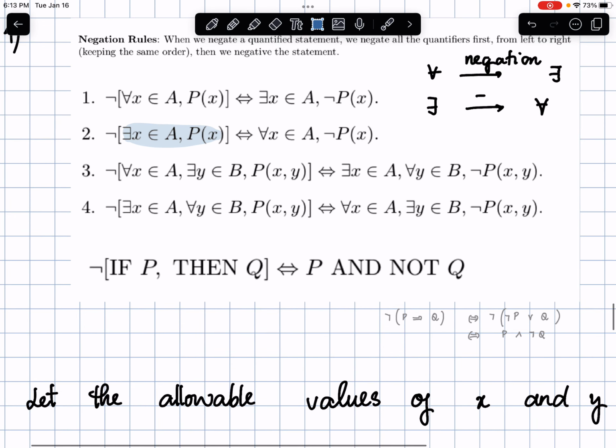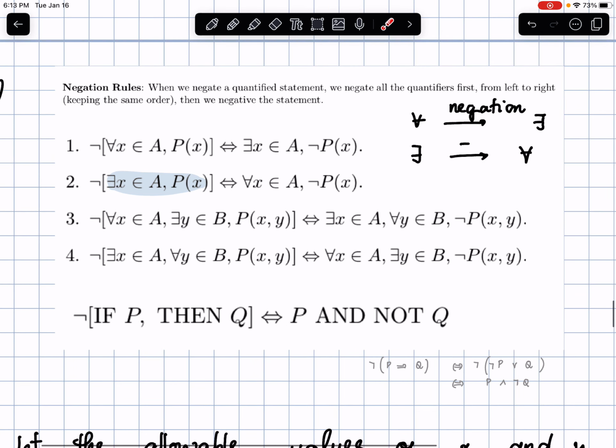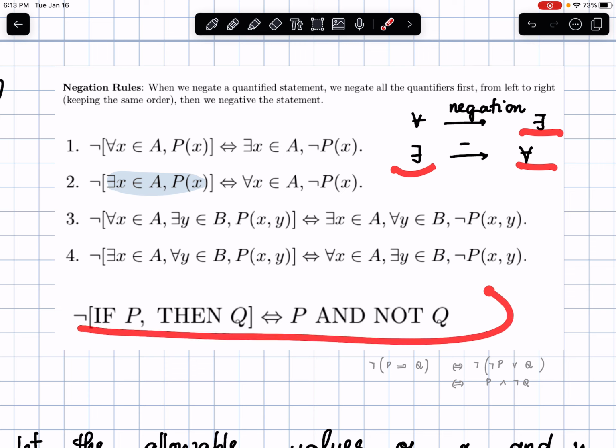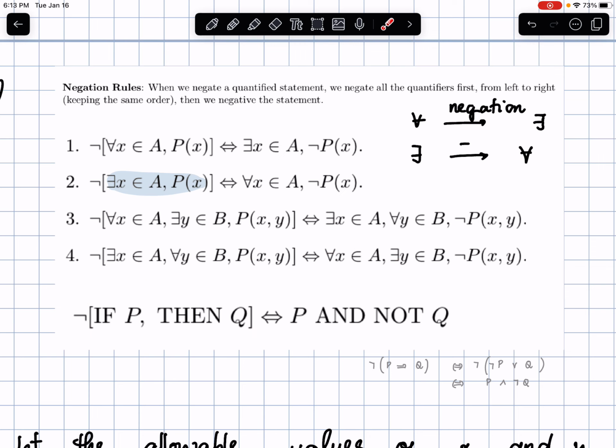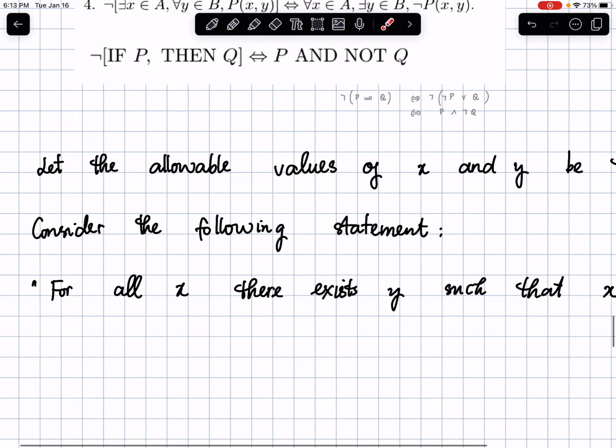Okay, so here we have 5 rules to negate a statement. Basically we do it from left to right. For all becomes exists, exists becomes for all, and this implication rule. Okay, let's do an example.